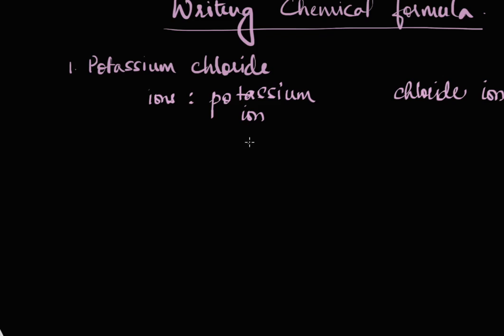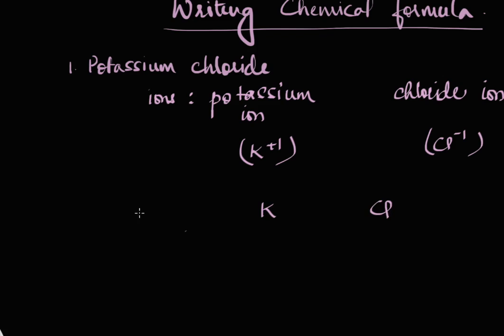If you look up the chart, you will see that potassium ion is written as K+1. Chloride ion is written as Cl-1. So K is the symbol, and this +1 and -1 indicate its valency. After you have identified what ions are present, you are going to start writing the chemical formula, firstly by writing the symbols of the ions. So potassium ion, the symbol is K, and chloride ion symbol is Cl.